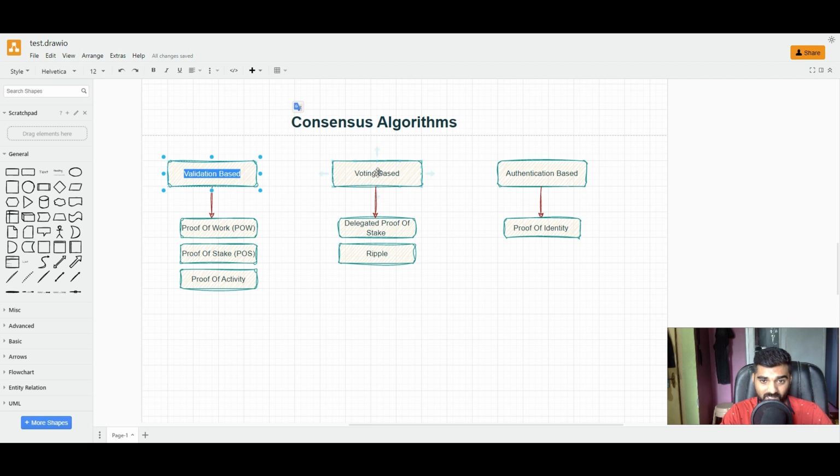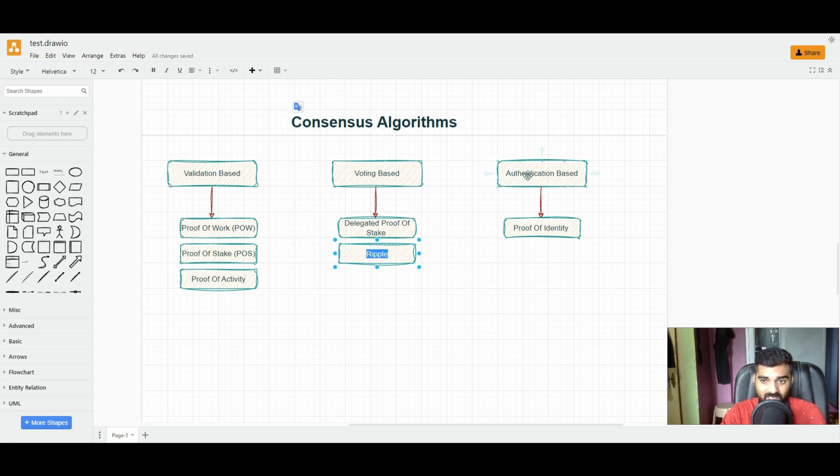Now we are going to see voting-based consensus algorithms. The first one is delegated proof of stake. It is similar to proof of stake, but in contrast, users can stake their coins and they vote for a particular number of delegates, for example 10, 20, or whatever it is. The delegate then gets the chance to mine or produce the next block itself. Now there is Ripple as well, but we are not going into Ripple here. You can feel free to Google what voting-based consensus algorithms are.